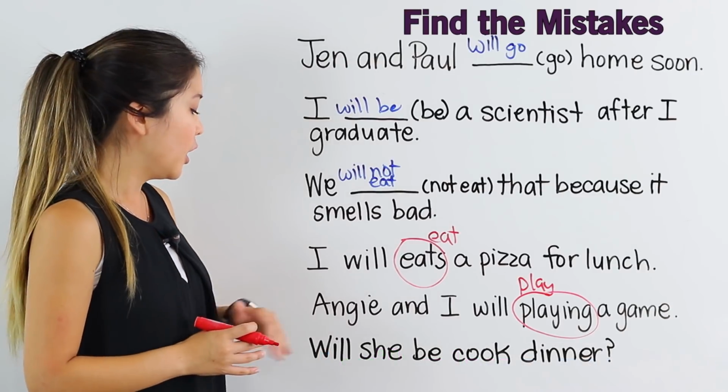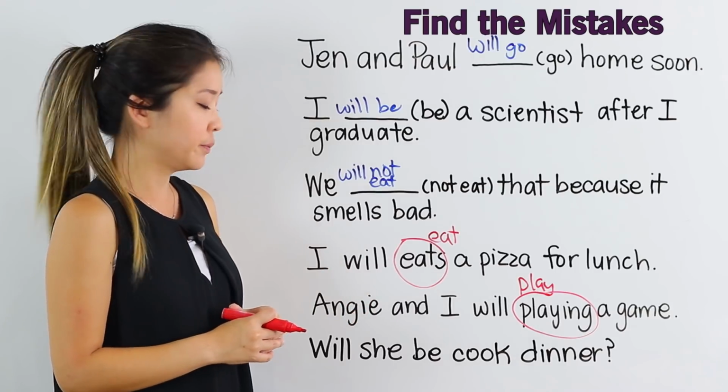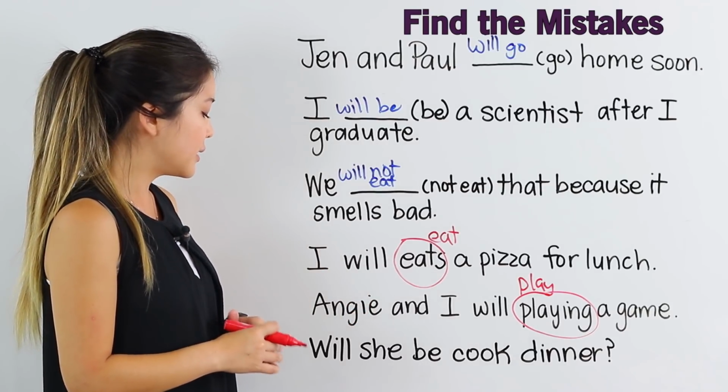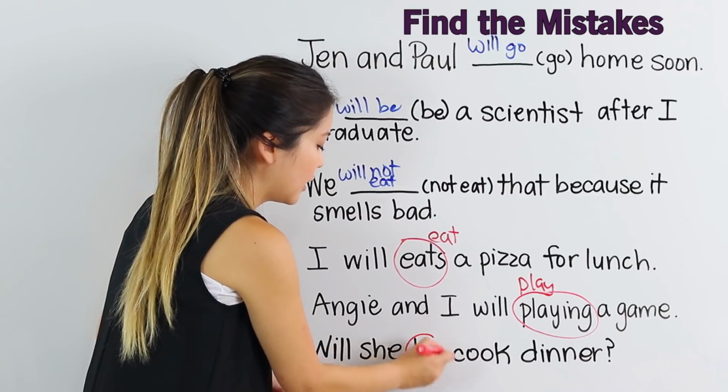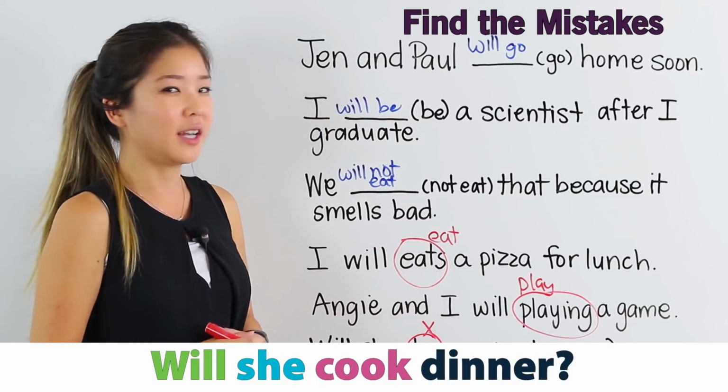And finally, will she be cook dinner? This is a question. However, we need to say, will she cook dinner? We do not need a be verb here.